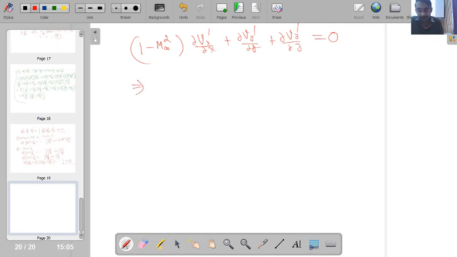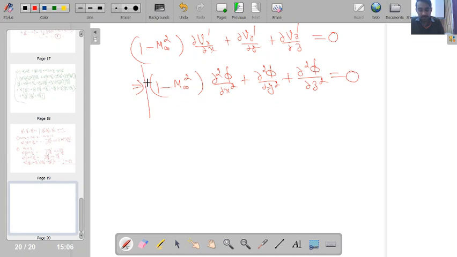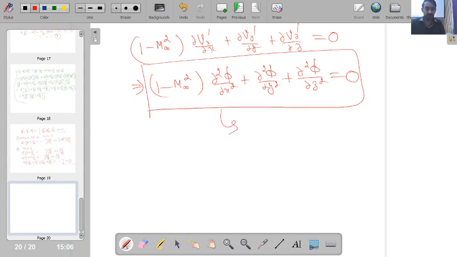Or in terms of velocity potential function, I can say 1 minus M infinity square into del square phi by del x square plus del square phi by del y square plus del square phi by del z square equal to 0. So this is nothing but our linear velocity potential equation. Okay, but this is not now the exact equation.